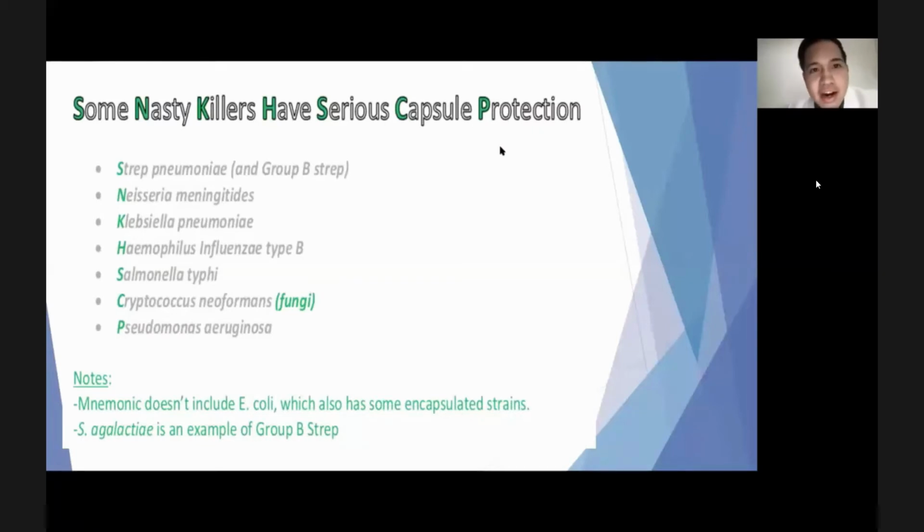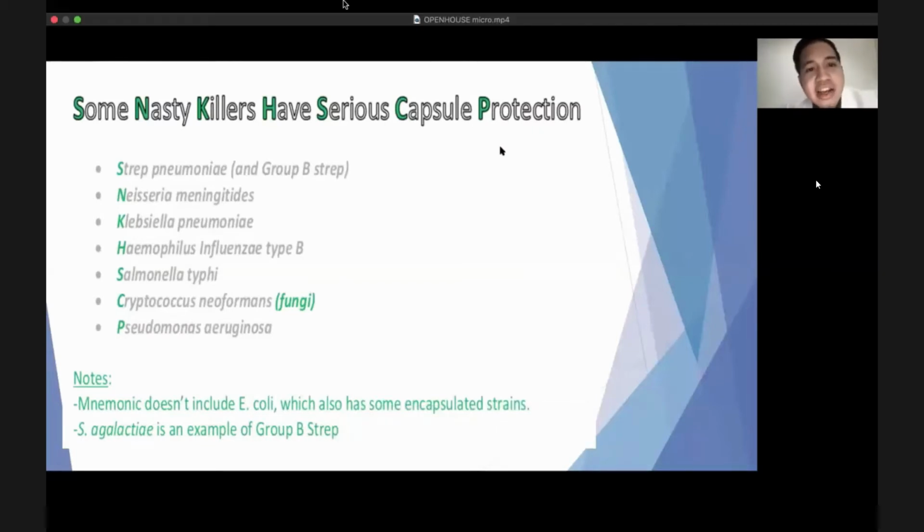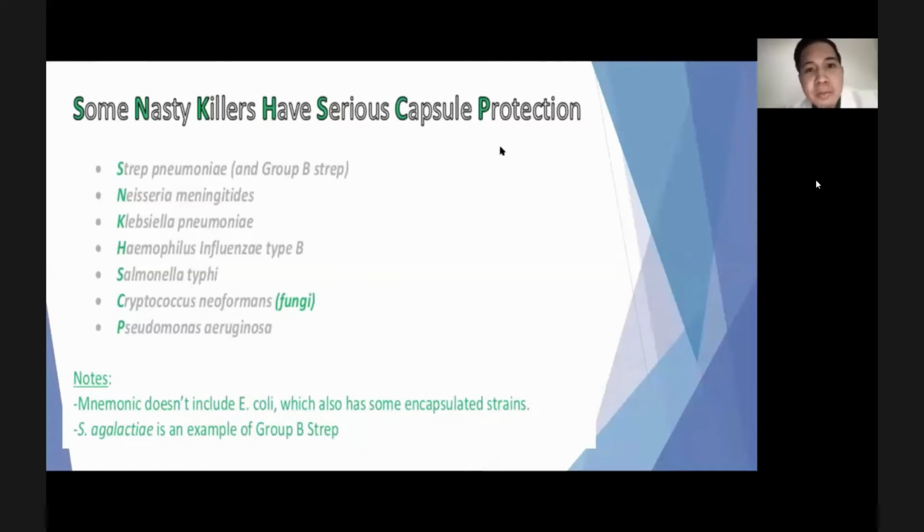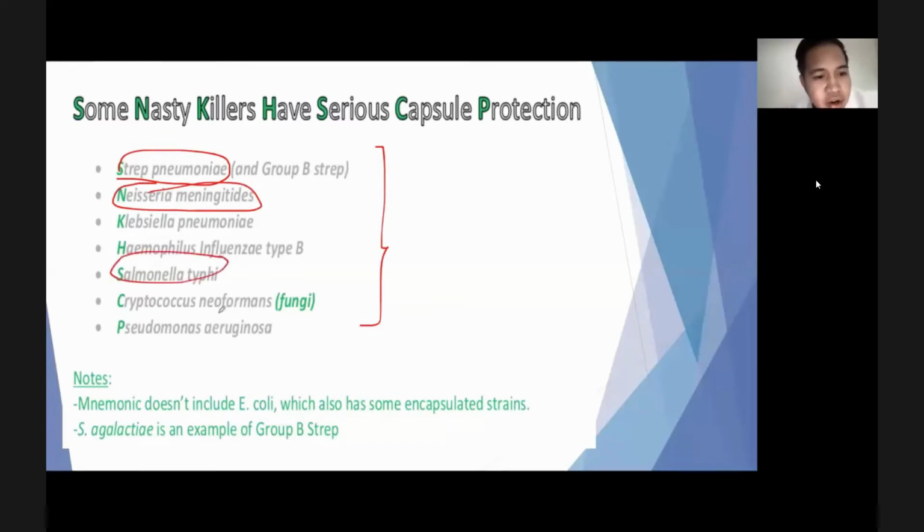So we have a mnemonic here. You have here: Some Nasty Killers Have Serious Capsule Protection. And these are the most common organisms that are encapsulated at lumalabas sa board exam. Especially Strep pneumoniae, Neisseria meningitidis, and Salmonella typhi, and of course, Pseudomonas aeruginosa. Okay? Wala pong board exam na hindi nagtanong ng organisms na yan. So take that down. Is that clear?